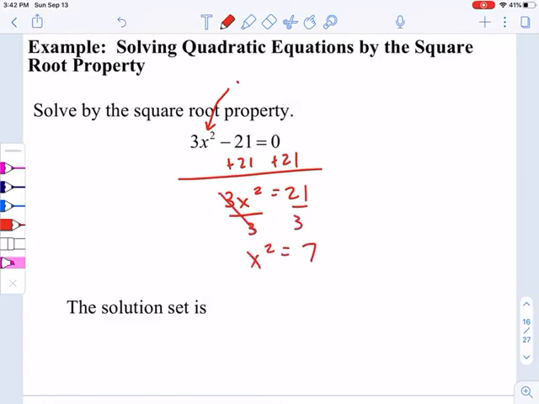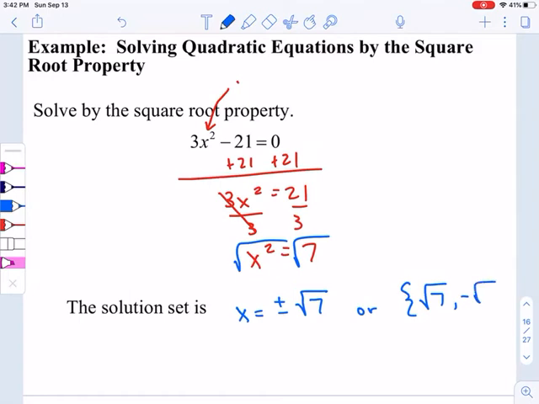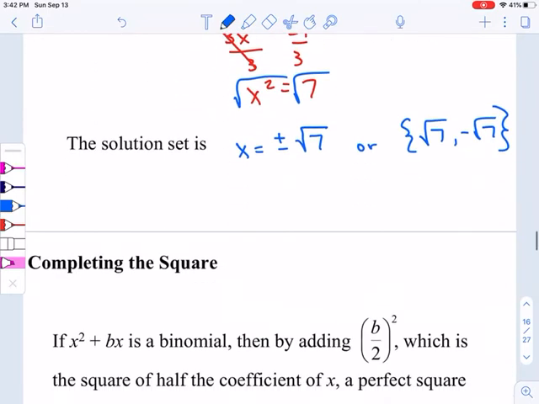Well, how do I get x all by itself? Undo the squared by taking a square root. What I do to one side, I do to the other, and we can say that x is equal to the positive or negative version of the square root of 7. Or we can write it out as our solution set, square root of 7 and negative square root of 7.